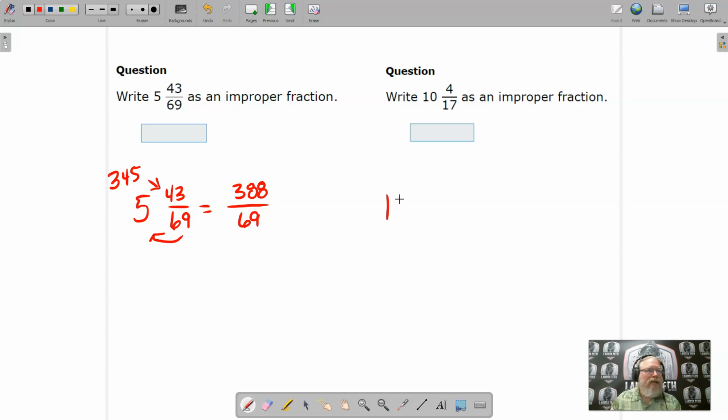Here I have 10 and 4/17. 17 times 10, well, that's easy. That's 170, right? Just throw a 0 on the end. Now let's add the 4, and we're going to get 174. And our denominator stays at 17.